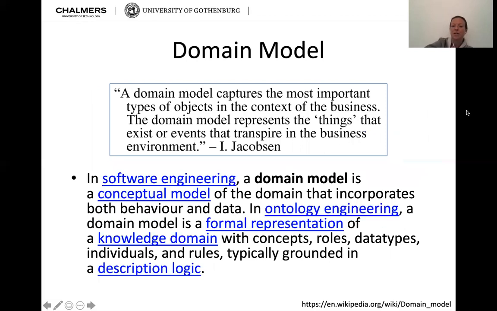A domain model then captures the most important types of objects in the context of the business. The domain model represents the things that exist or events that transpire in the business environment. This was said by Ivar Jacobson. Who? Ivar Jacobson. Ivar Jacobson is the second one of the fathers of UML.